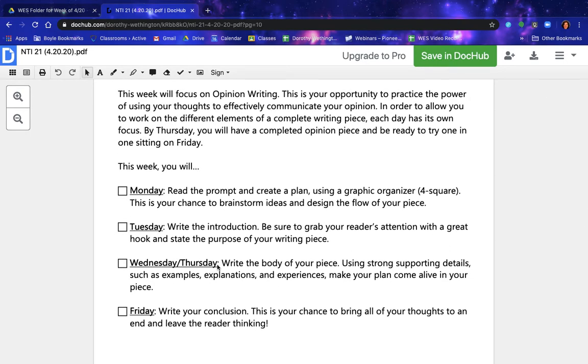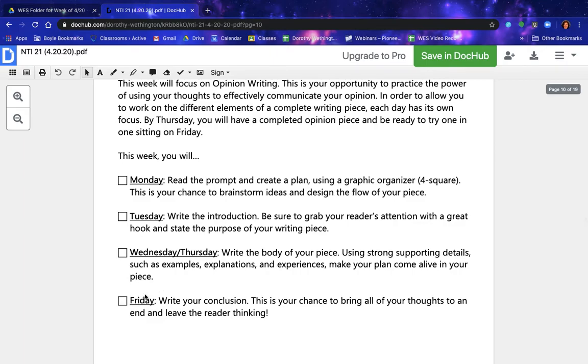Wednesday and Thursday, write the body of your piece using strong supporting details such as examples, explanations, and experiences. Make your plan come alive in your piece. Friday, write your conclusion. This is your chance to bring all of your thoughts to an end and leave the reader thinking.